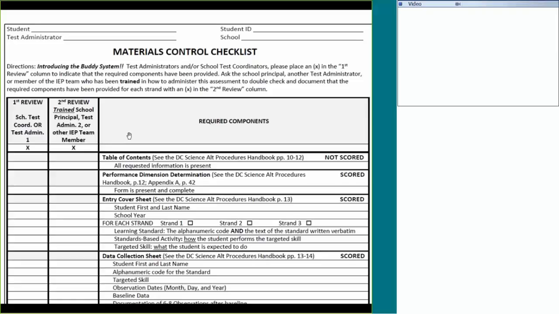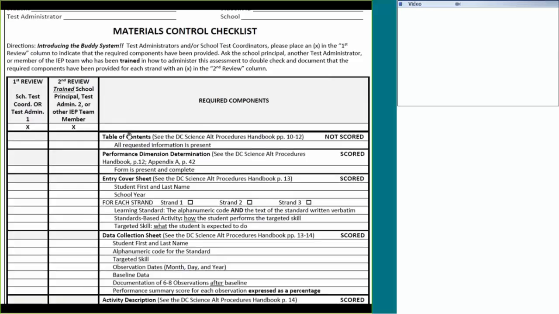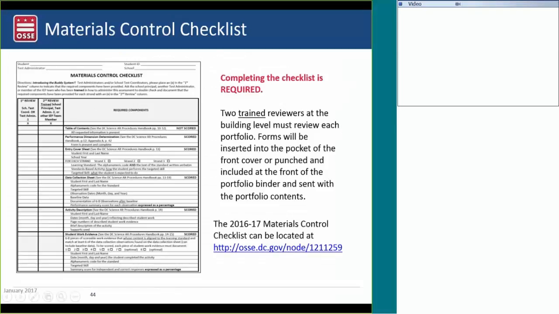So let's talk about this again. This is a required form, okay? It must be included with the portfolio. Two trained reviewers must review each portfolio, and here's the critical piece of this, folks. If the portfolio binder has a pocket inside the front cover, you need to slip this form inside the front cover. If it doesn't have a pocket, you need to three-hole punch it and just put it in the rings right in front of the table of contents.